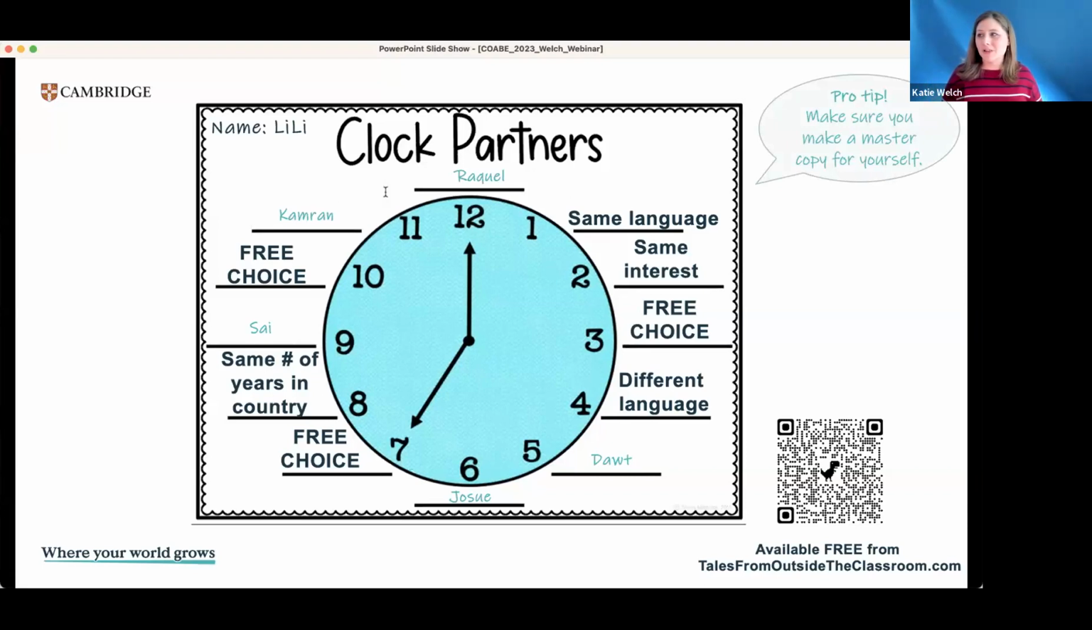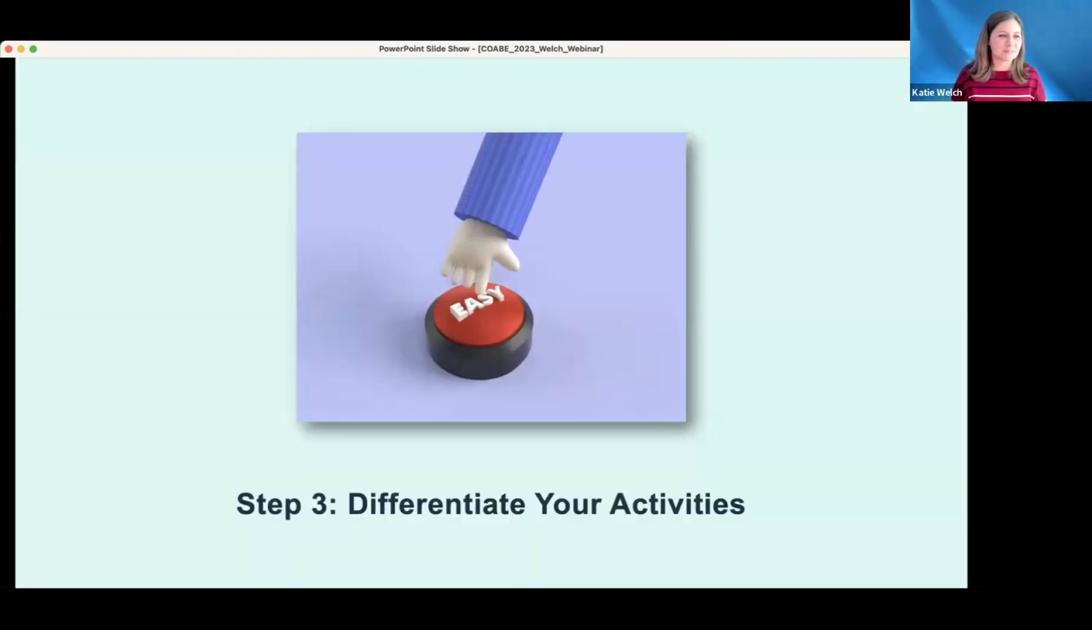If you choose to use a clock like this, the pro tip is just make sure you make a master copy for yourself so you know what you did. Because that would be the worst if you did it and then you didn't remember who the 1 o'clock partners were, who the 2 o'clock partners were, et cetera. Because you're choosing these based on what your goals are for that particular activity.